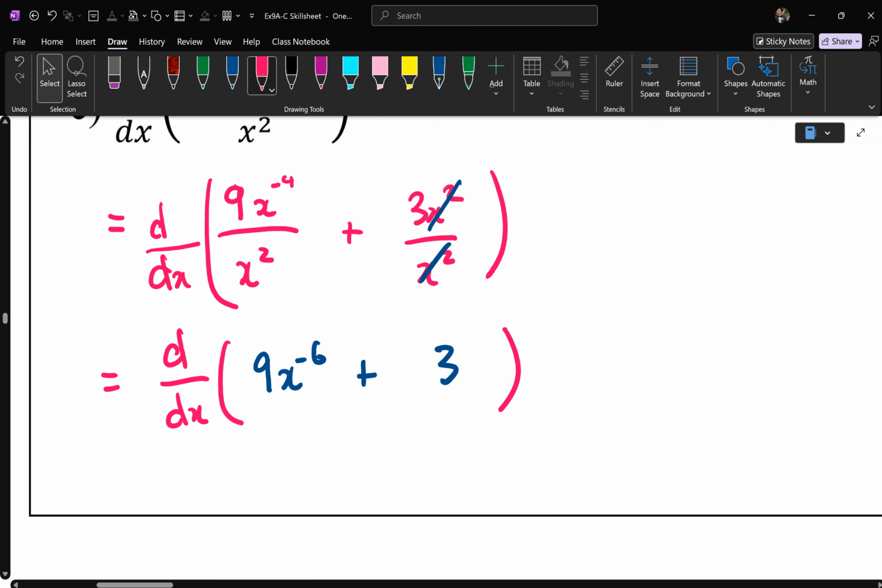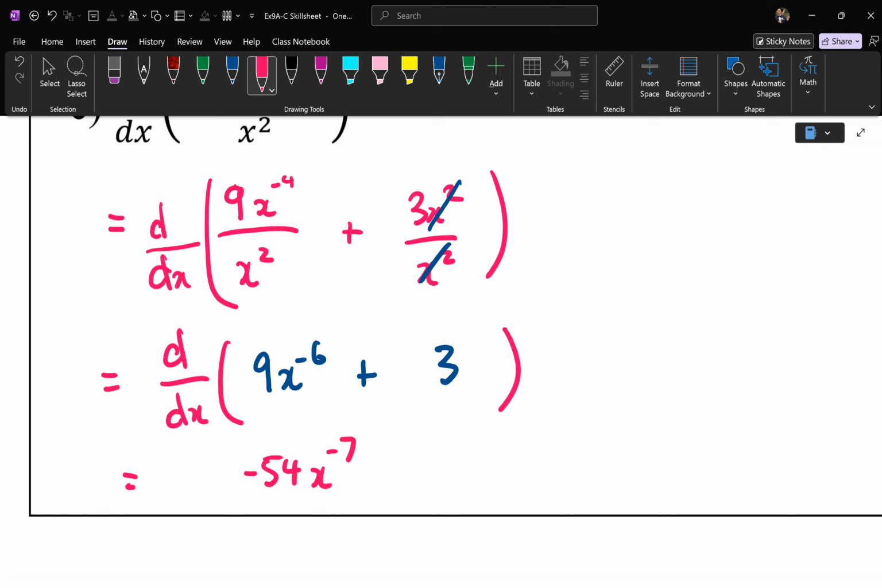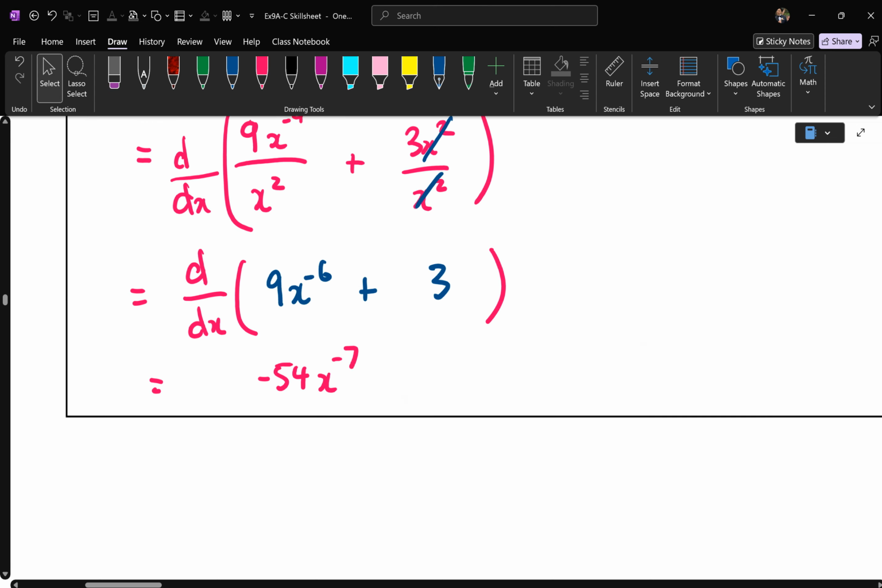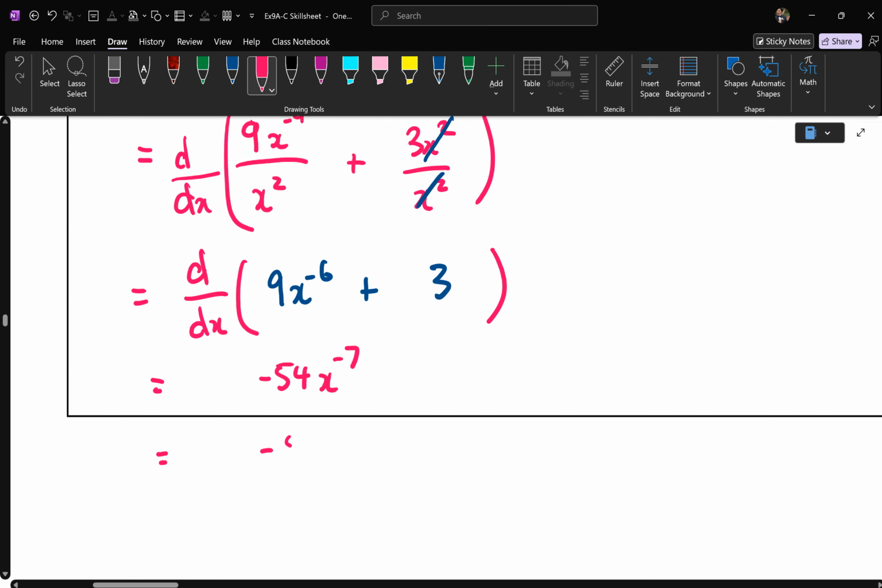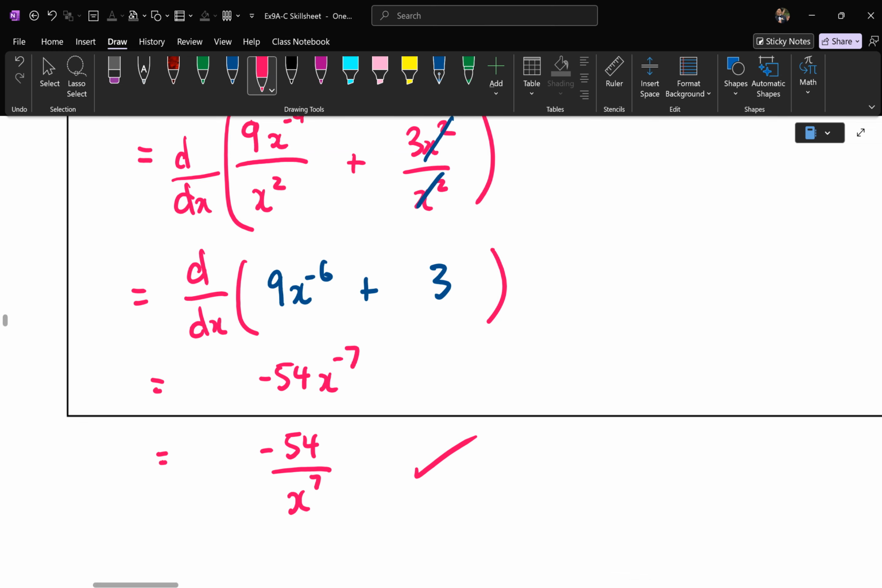Okay, so now doing the power rule, you can then say, that's what, negative 6 times 9 is negative 54, x to the power of negative 7, and derivative 3 is 0. Don't leave your answer here. It's got a negative power of 7, so I would leave it as negative 54 over x to the power of 7 as my final answer. Okay, so that's what I mean, that in an exam, that is correct.